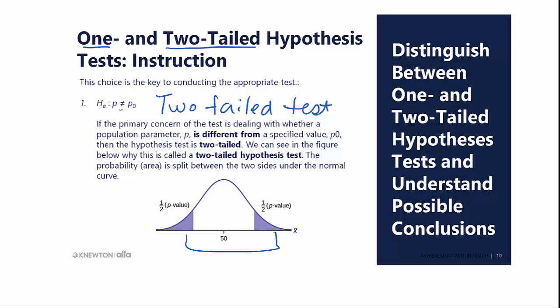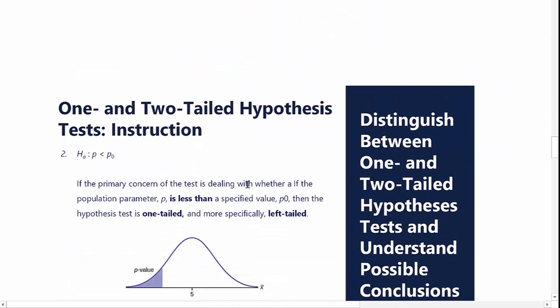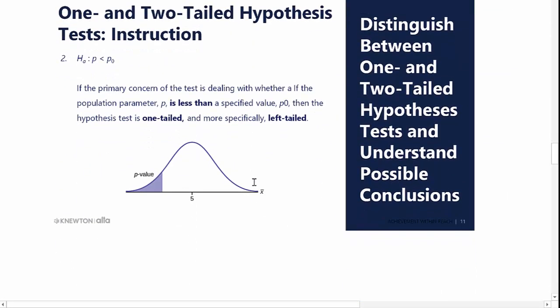Well, what if the HA is something different? Now you get into a one-tailed test. In the example here, if your HA happens to be less than some number, notice we call this a left-tailed test because look at how the arrow is pointing. It's pointing to the left. So that means the p-value will be just the area in the left tail.